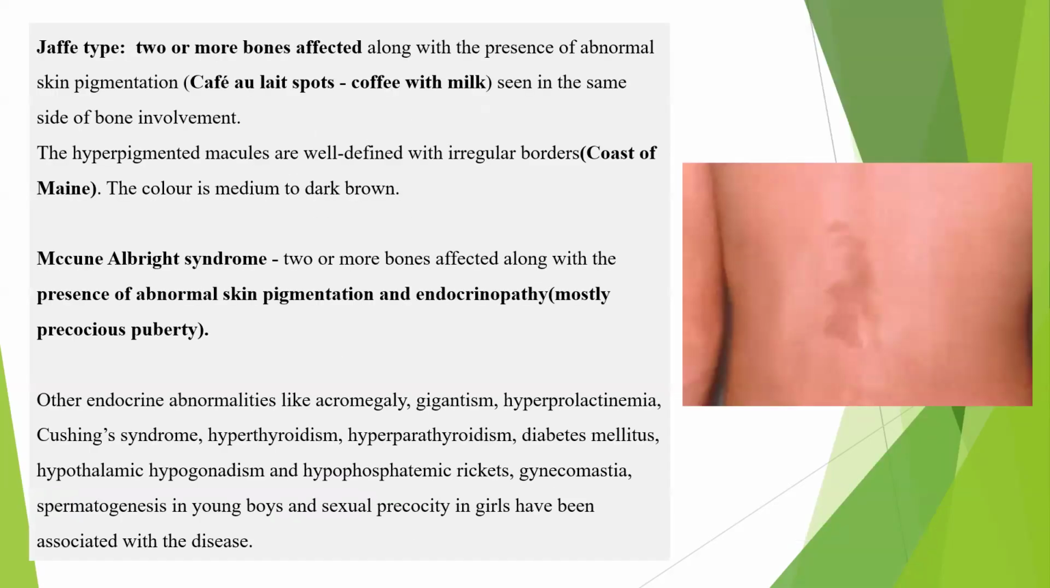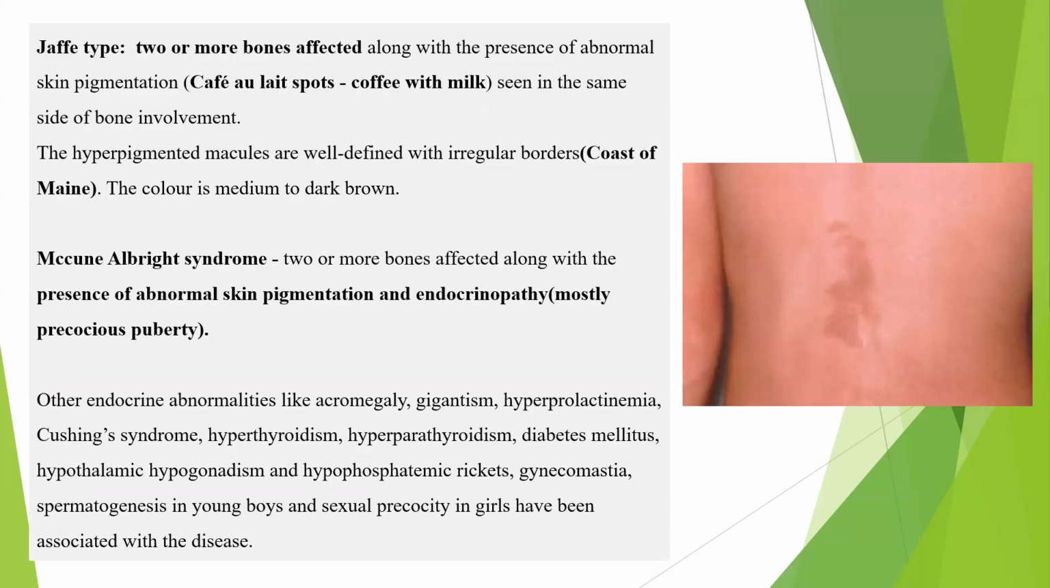In Jaffe's type, it can affect multiple bones with skin pigmentation. The skin pigmentation is known as café-au-lait-like spots, that is coffee with milk appearance. The hyperpigmented macules are well defined with an irregular border. The color is medium to dark brown.